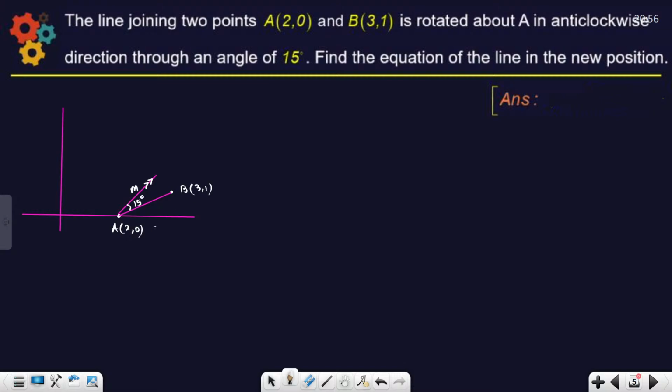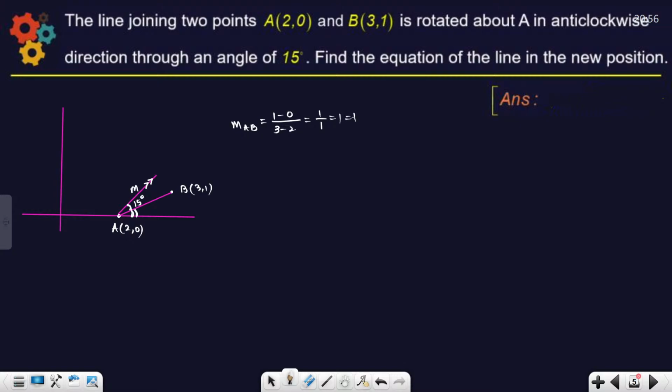Now, what I will try to do here is simply find the slope of AB. If we know this angle, then definitely we know the slope of the required straight line, because its inclination will be this 15 degrees plus this angle. So I'm trying to find the slope of AB. What will be the slope of AB? Apply the two-point formula, (y2 minus y1) by (x2 minus x1). So we are going to have the slope as 1.